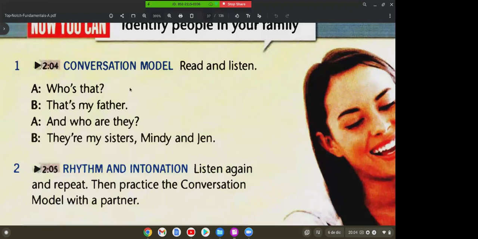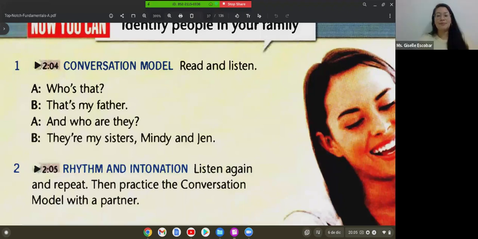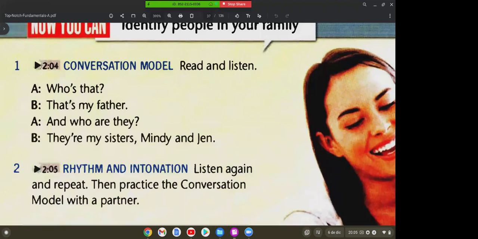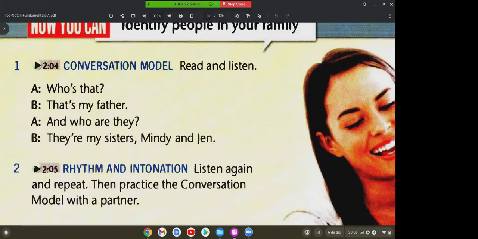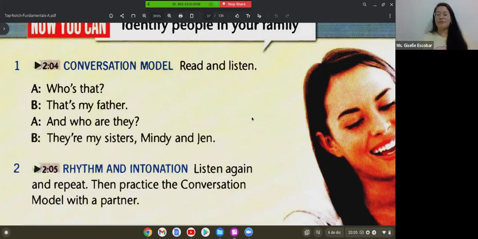And now, Erika, do you want to start? Yes, teacher. Okay, go ahead. Who's that? That's my father. And who are they? They are my sisters, Mindy and Jen. Okay, now I'm going to start. Who's that? That's my father. And who are they? They're my sister Mindy and Jen. Okay, perfect. Thank you guys.